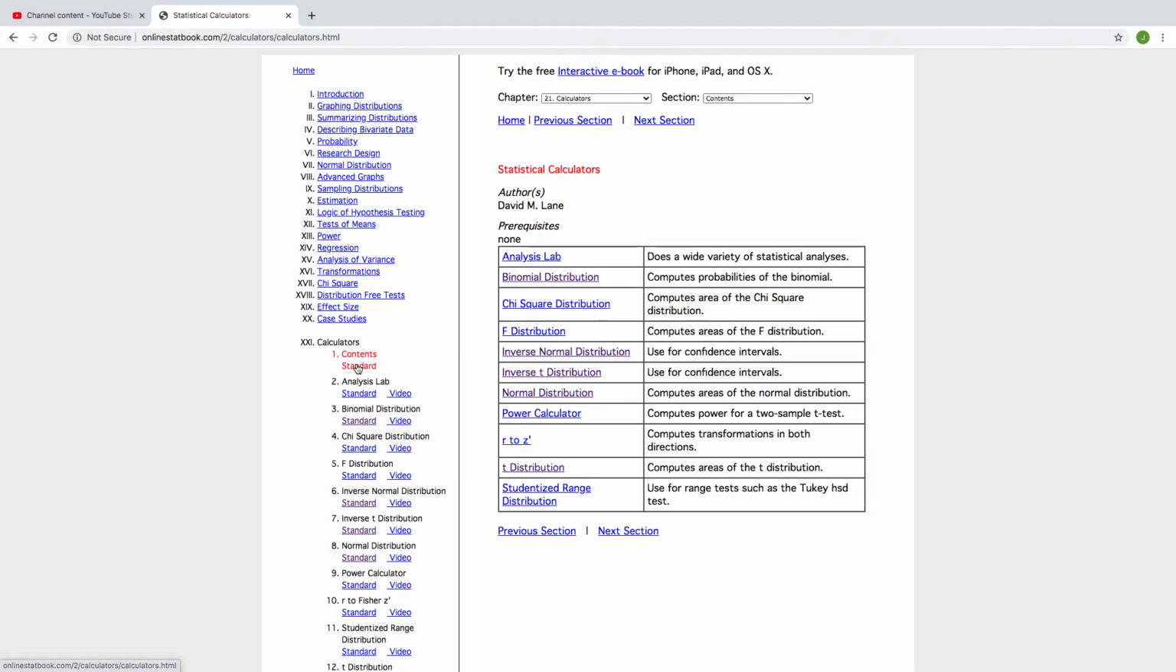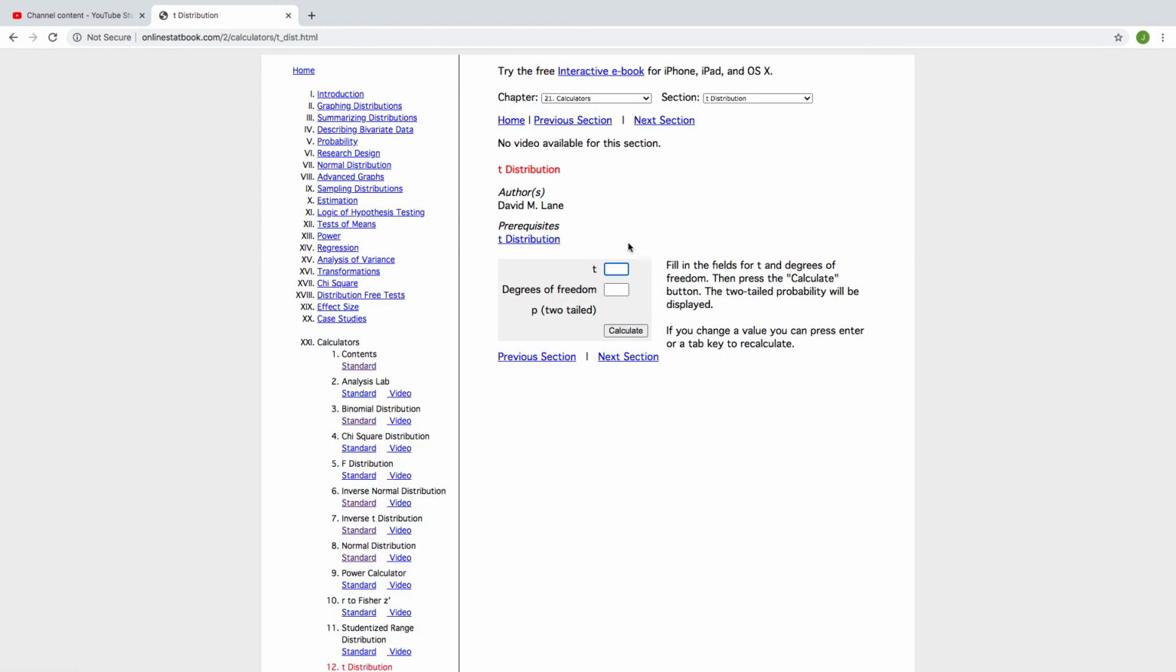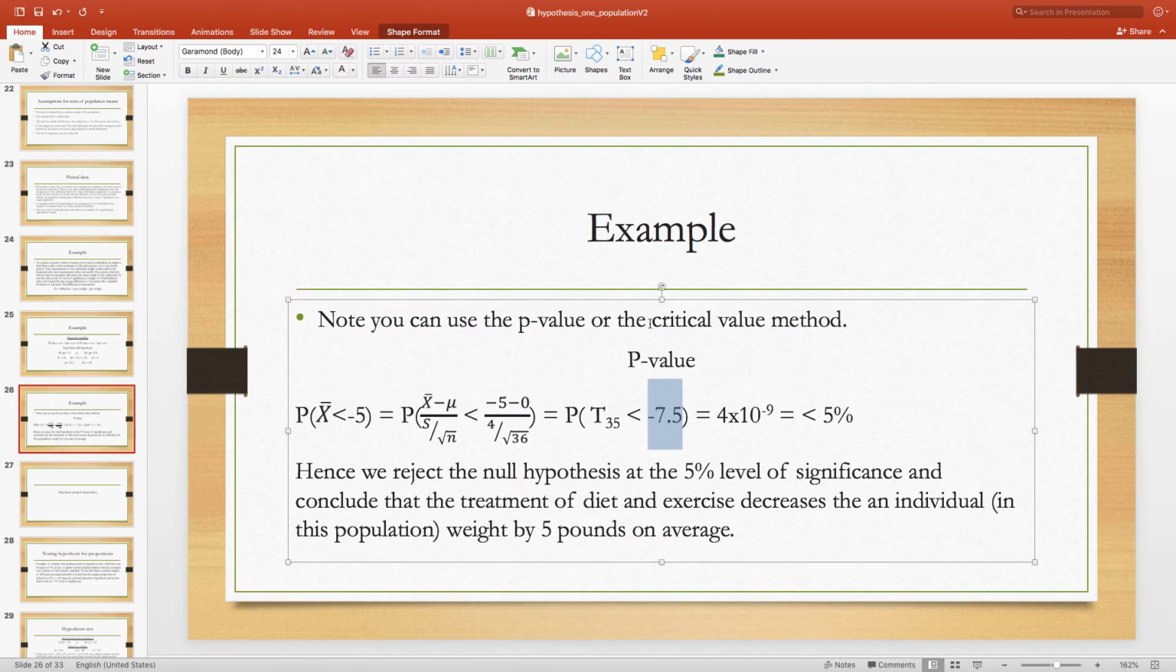So let's go to the list of calculators. I'm going to use the standard t-distribution. I'm going to do minus 7.5. There are 35 degrees of freedom, and it tells me it's basically 0 all the way with these many decimal places. I'd have to have a more powerful calculator. It can tell me with a little bit more accuracy how many zeros there are. So this is basically 0. 4 times 10 to the minus 9th has a lot of zeros, and that's less than 5%.